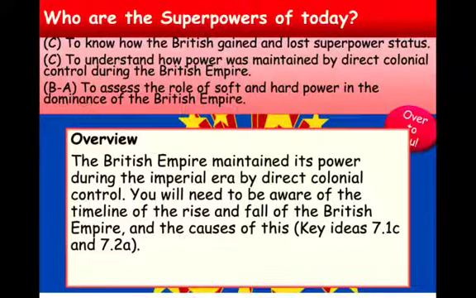So it's important to go back to the world's first superpower, the British Empire, and think about how they maintained control and compare that to more modern day superpowers during the Cold War and now as well, and USA's dominance. So it's important to look at the British Empire to try and get an idea of this.